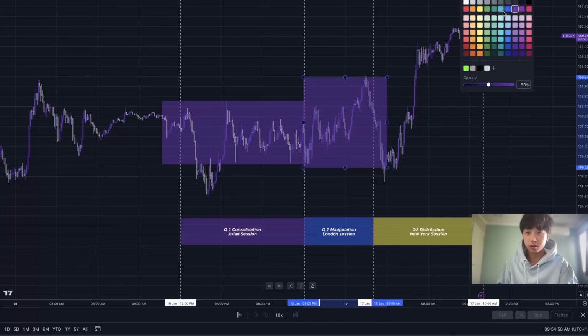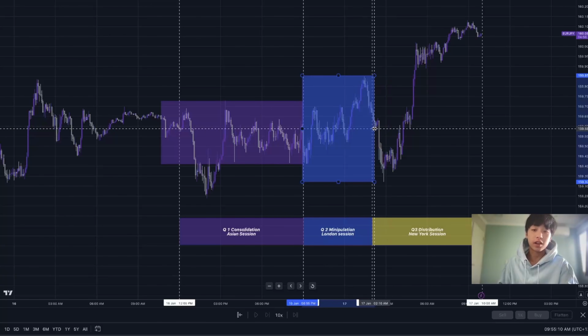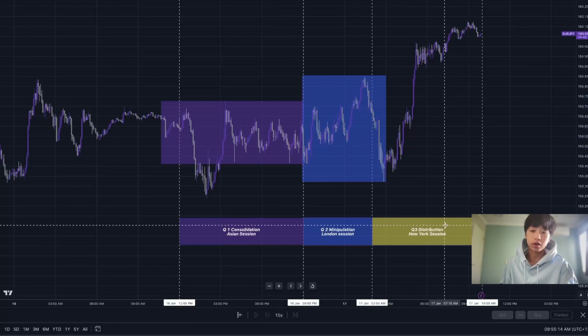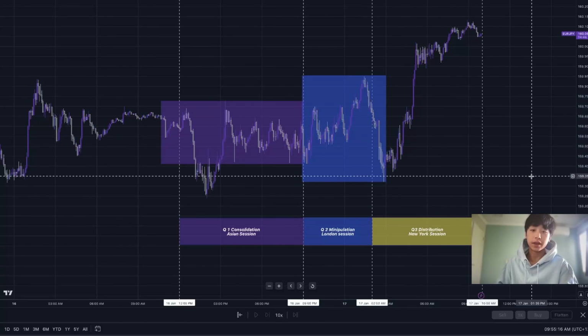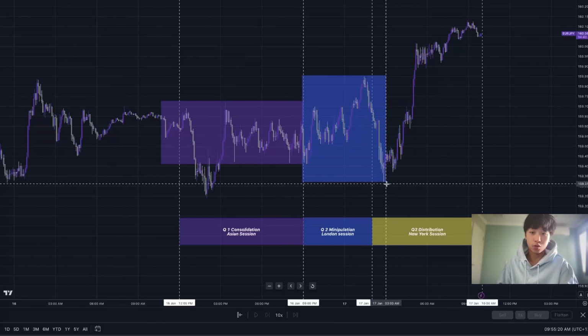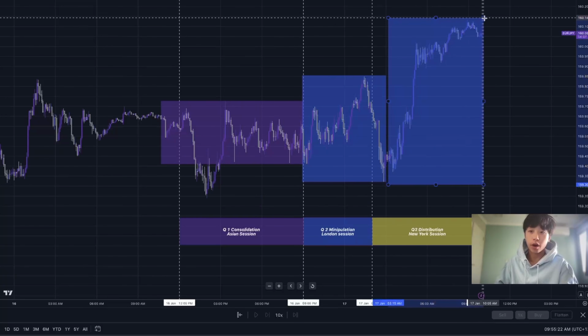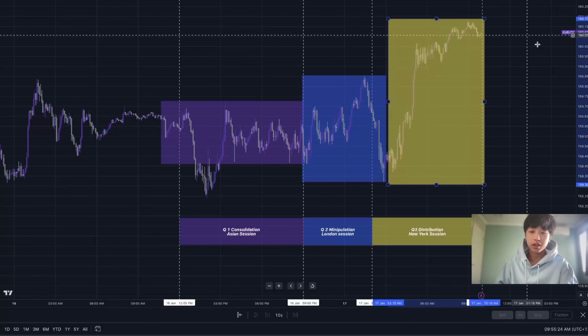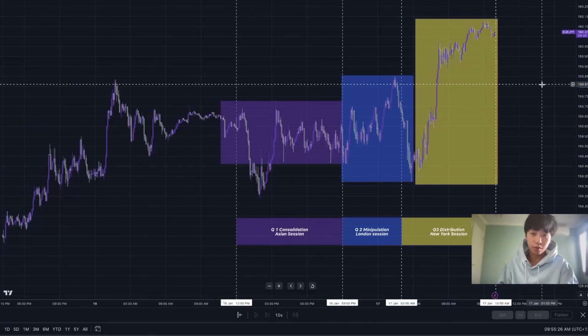Once again, like the example on the yearly, manipulation sometimes goes into quarter three and takes up some of the time in distribution. And as you can see, we clearly distribute heavily all the way up here. So this is a nice, clean, simple power of 3 setup.